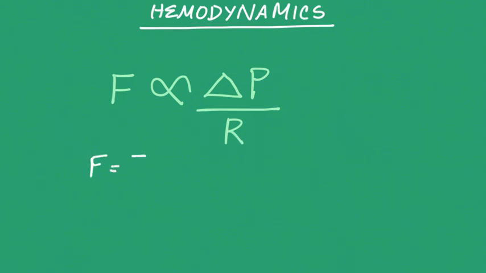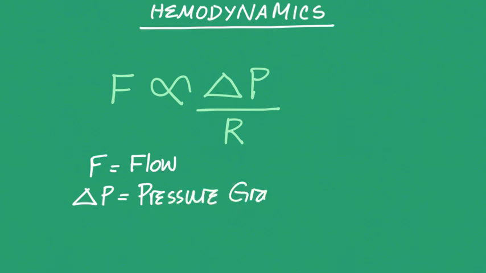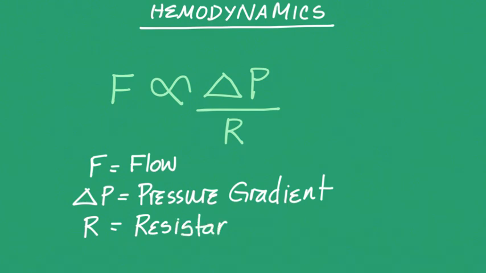stands for resistance. Now the pressure gradient is the pressure difference between two points, a place where the blood comes from and a place where the blood is going to. So you're always moving down the pressure gradient from a region of high pressure to a region of low pressure. If this difference in pressure is very great, then flow will be much faster.